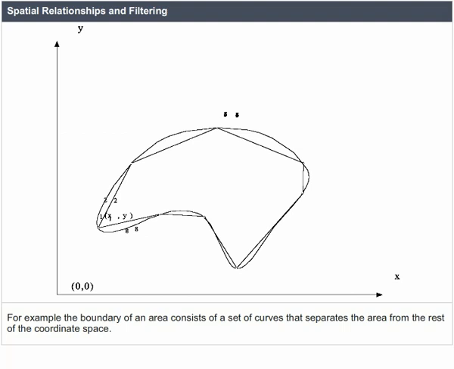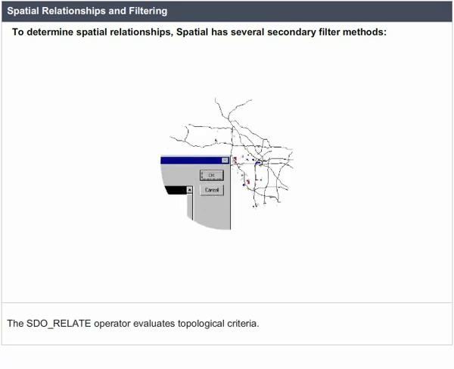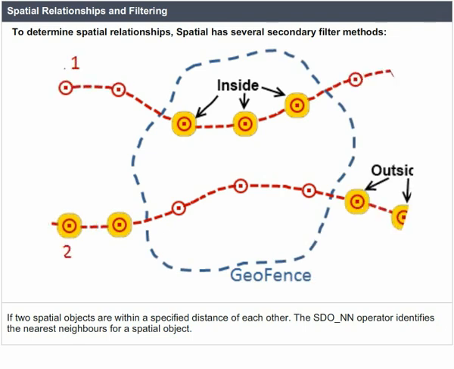To determine spatial relationships, Spatial has several secondary filter methods. The SDO_RELATE operator evaluates topological criteria. The SDO_WITHIN_DISTANCE operator determines if two spatial objects are within a specified distance of each other. The SDO_NN operator identifies the nearest neighbors for a spatial object.